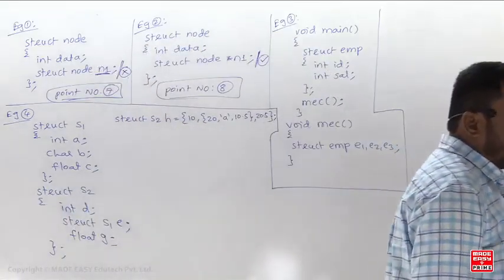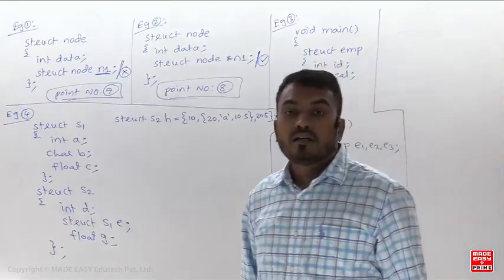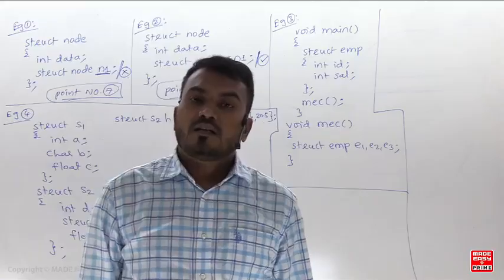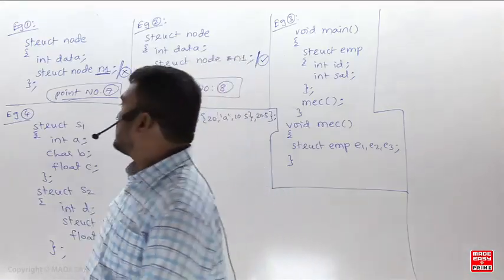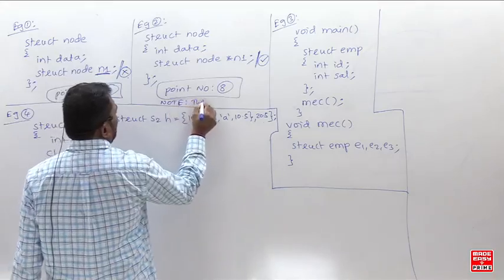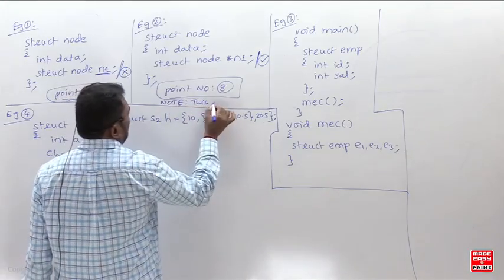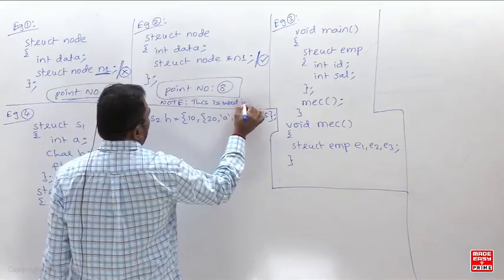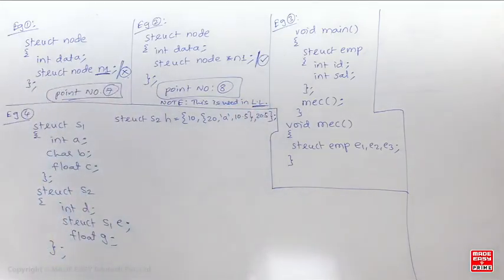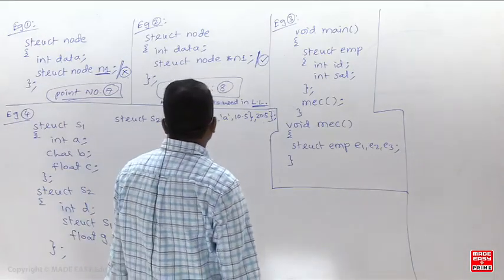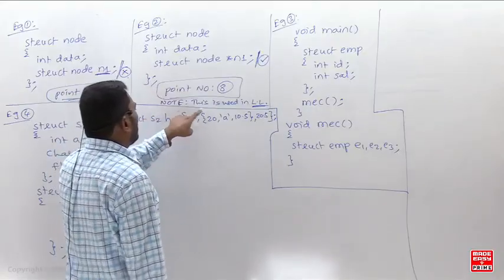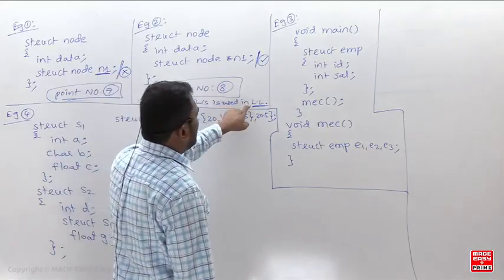Self-referential structure. Is that clear? Remember, that is used in the linked list. Just note down: this is used in a linked list. So that is point number 8. Refer to point number 8 and note down that this is used in the linked list data structure.